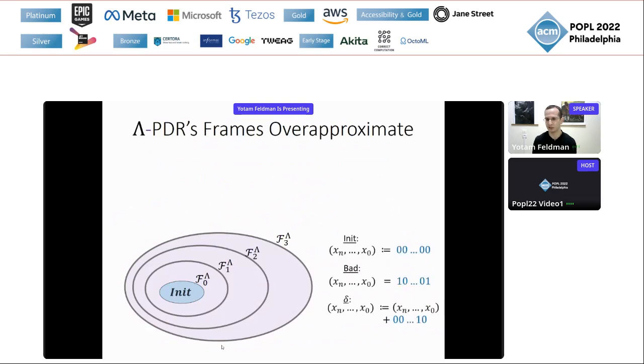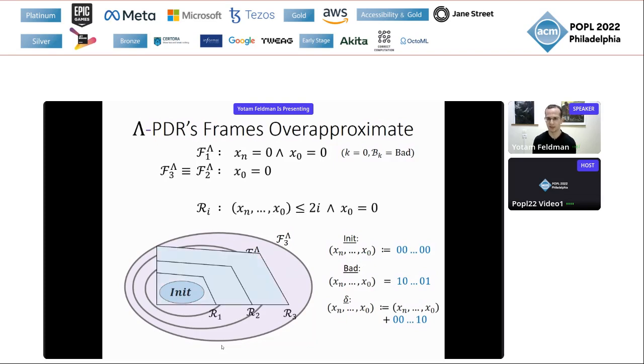So this is what we want to do now, to show that lambda PDR can perform significant overapproximation. If we look at the same example we had before, and we run lambda PDR with k equals zero, so B_k is simply the set of bad states, we can calculate, and we'll do this in the paper, that the first frame of lambda PDR is the set of all even numbers with most significant bit zero. And the second frame of lambda PDR actually converges to the inductive invariant that's all the even numbers. This is in stark contrast to what happens with exact forward reachability, where the states reachable in i steps are the even numbers less than or equal to 2i, which takes an exponential number of iterations before it arrives at the same inductive invariant.